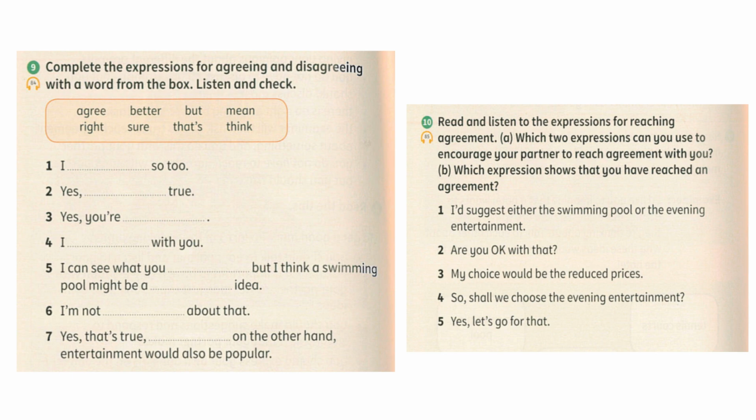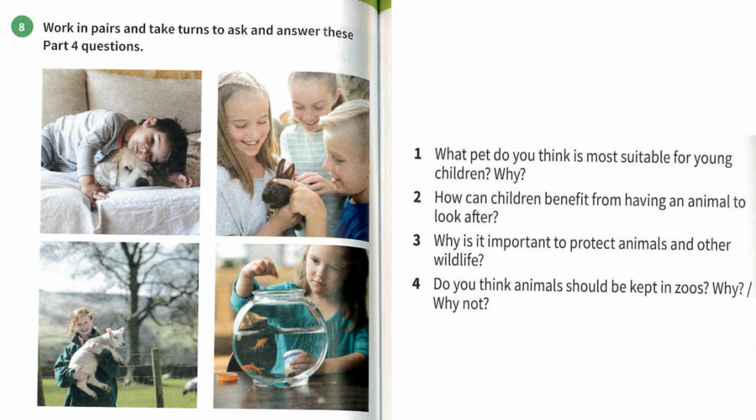Then listen and check. Also, read and listen to the expressions for reaching agreement. Determine which expressions encourage your partner to reach agreement and which one shows agreement has been reached. Work in pairs and take turns to ask and answer the part 4 questions displayed here.